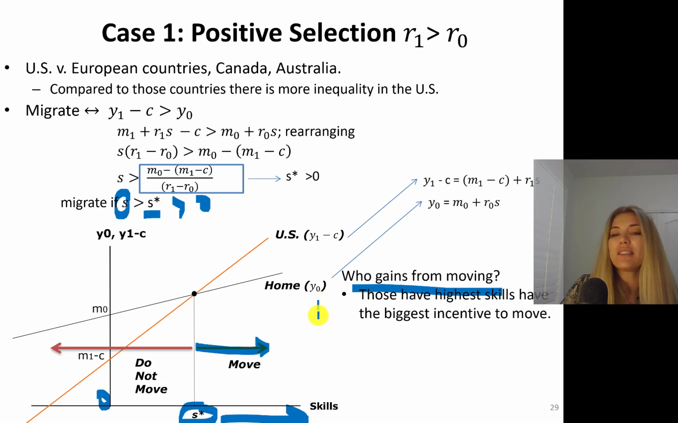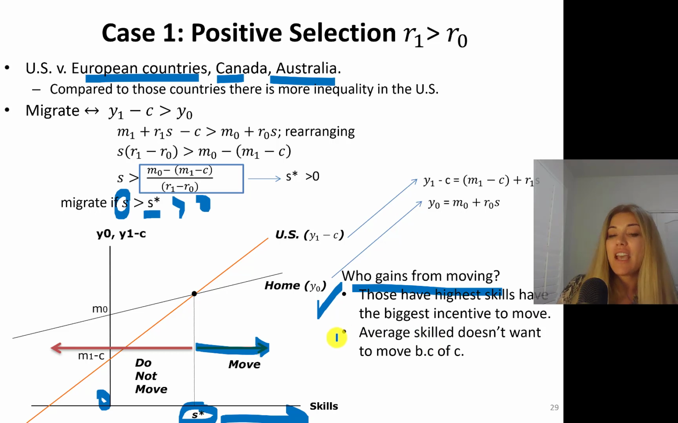Those who have the highest skills in Canada, Australia, or European countries will have the biggest incentive to move to the USA. Average skilled people don't want to move because of the cost of migration. So at average skill level 0, they won't move because this is what they get in the US, and this is what they get at home. At S star, this is what they get at home and in the USA. So we're assuming the marginal person doesn't move.